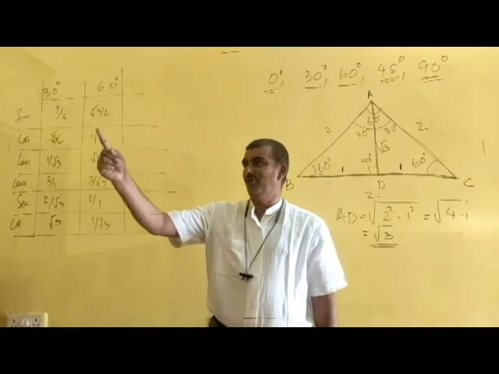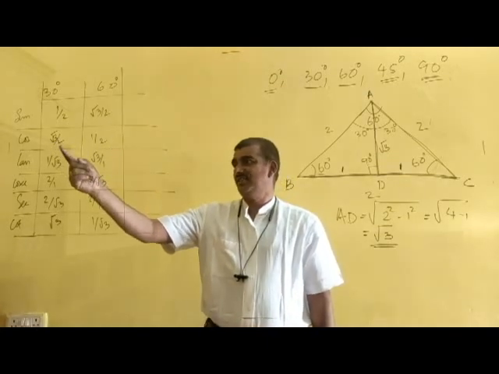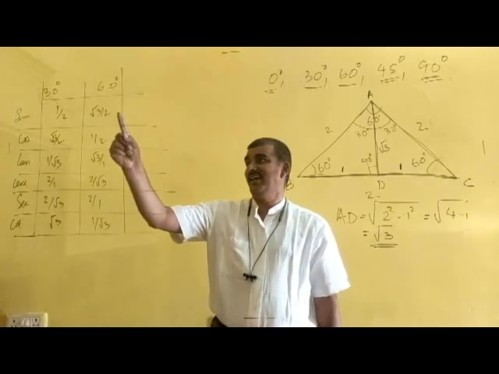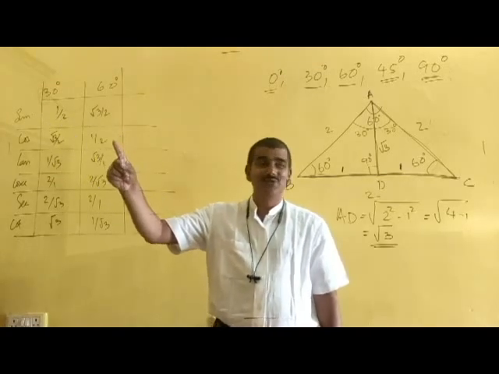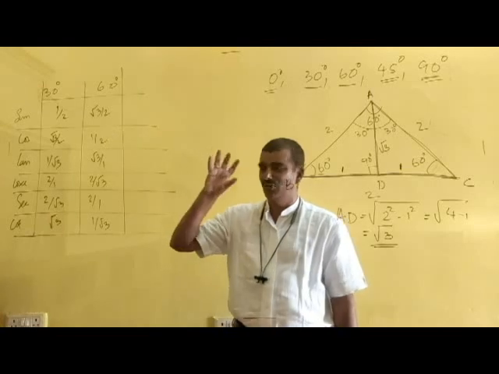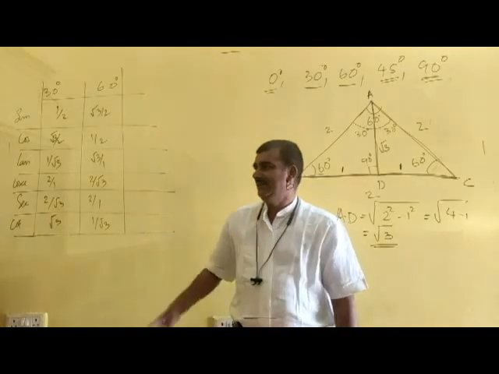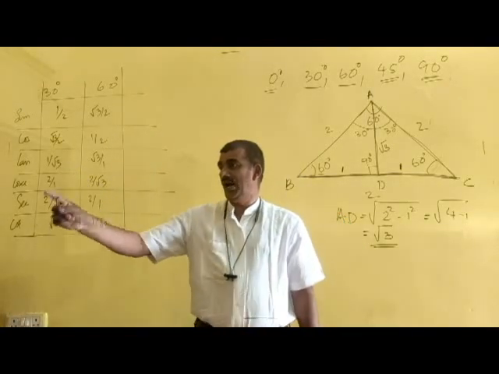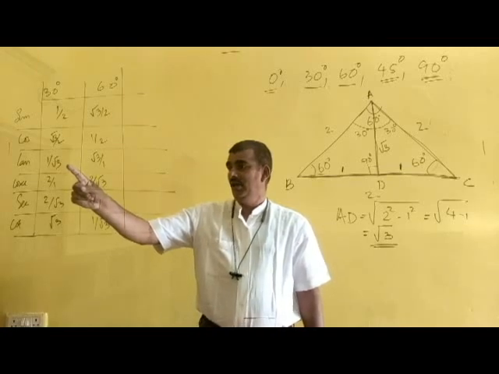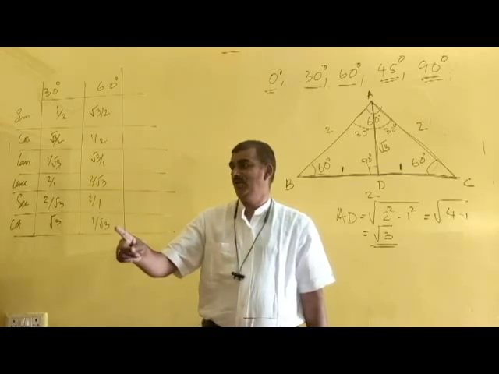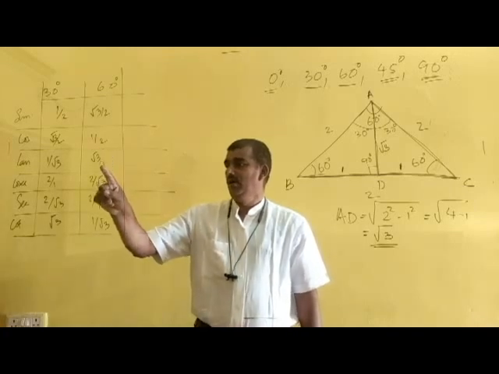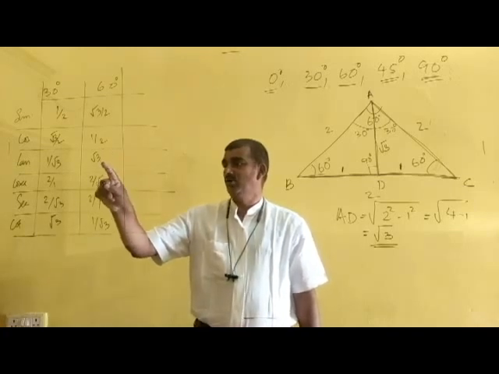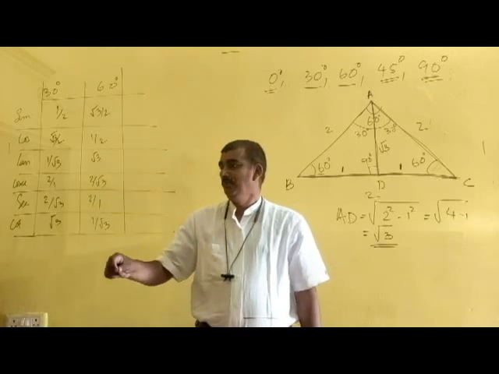Now if you go for 60, then cos 30 has the same value as sin 60, and sin 30 has the same value as cos 60. These relations you also have to keep in your mind. Then tan and cot you have to see. Tan 30 is 1 by root 3, and cot 60 has the same value. And cot 30 is root 3 by 1, that is root 3 only. So here tan 60 is also that same root 3.